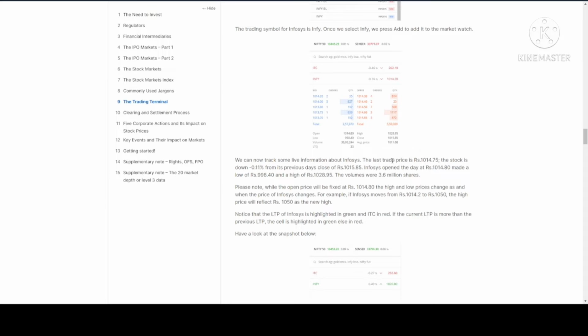The last traded price is this. The stock is down this from its previous day close. Infosys opened the day, made a low of this, made a high of this. The volumes were 3.6 million shares.